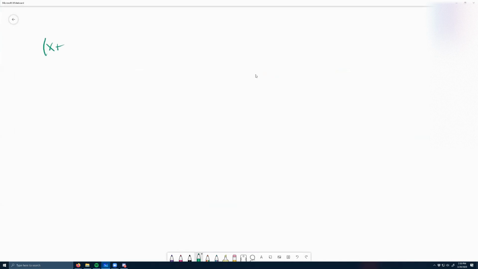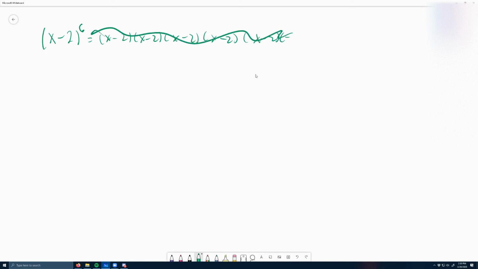So let's do another one. Pretend for a moment this is a test or a quiz, and this is your problem. And we're gonna go to the 6th power. Now again, we don't want to do this. This is the bad way. Instead, we're going to use Pascal's triangle to solve this.